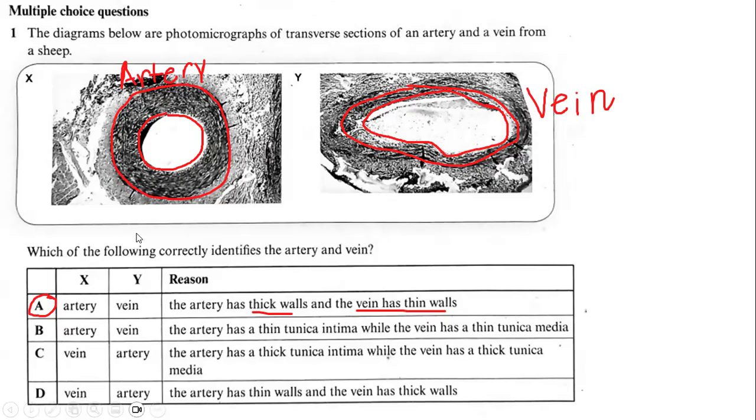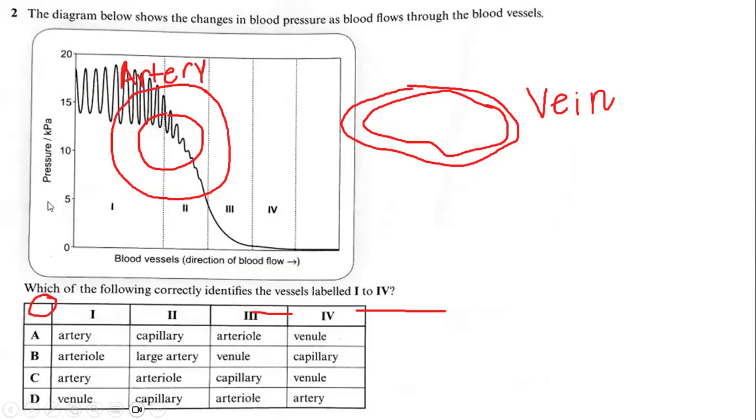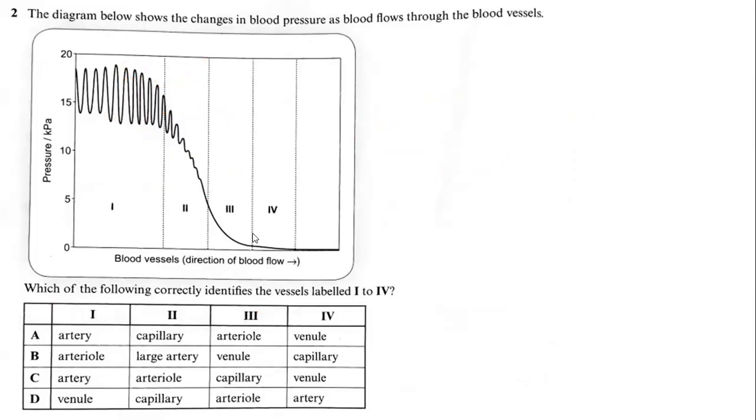Okay, so we got that one. Let's move on to question number 2. For question number 2, we're looking at this graph. Pressure is on the vertical y-axis, and on the x-axis we have the blood vessels and the direction of flow. We have I, II, III, and IV. Which one of these is correct? Is it A, B, C, or D? C. Yes, C is correct. Ali, do you know why C is correct?